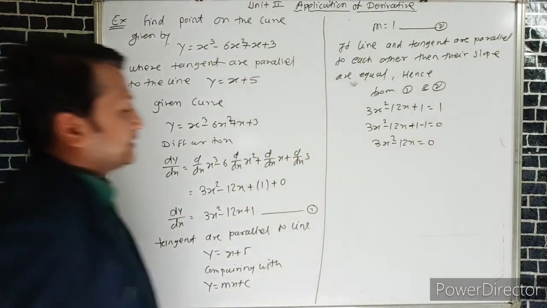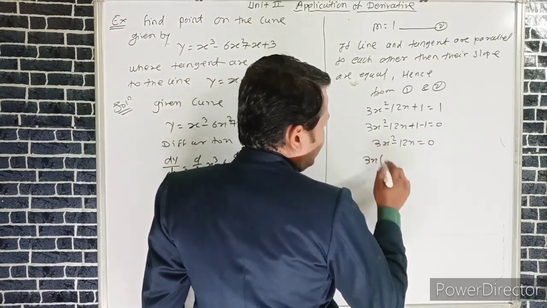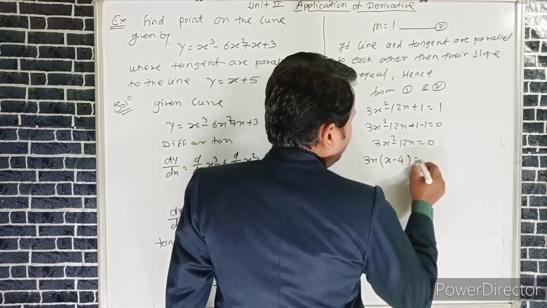Here, if we take 3x common from both terms, we can write 3x times (x minus 4) is equal to 0.